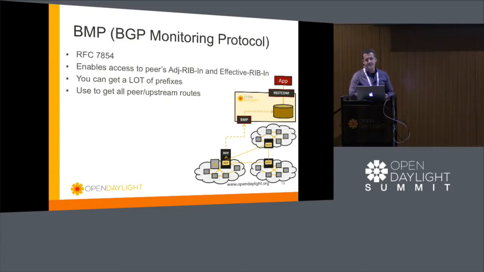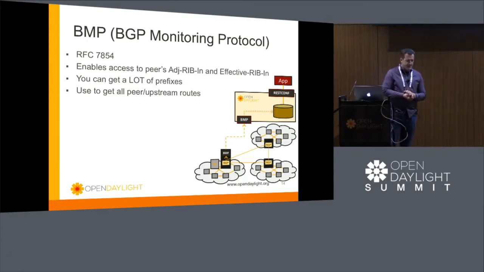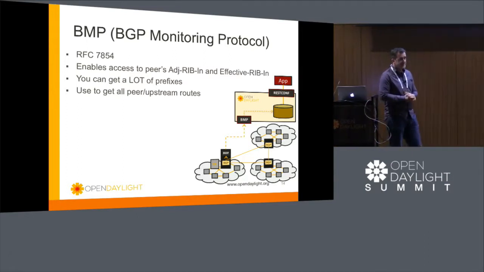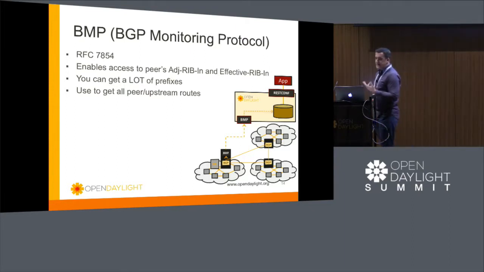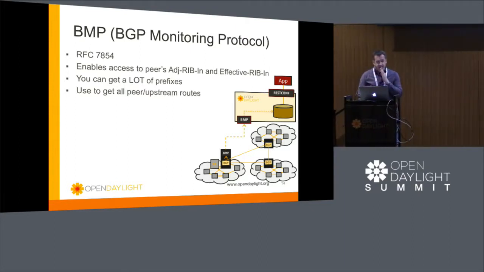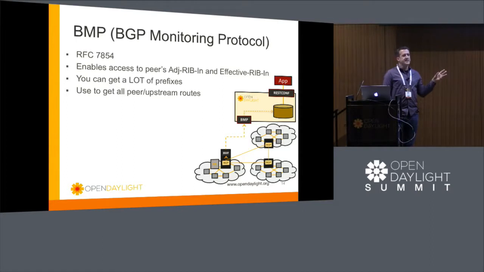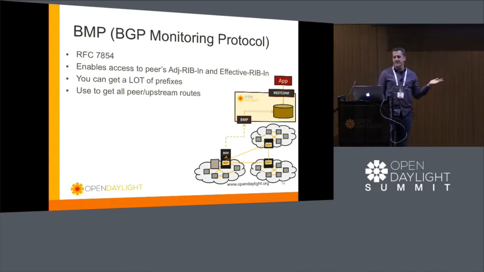So I wanted to look at BMP, and then look also at how BMP might tie into a use case where we're overriding best path selection. BMP is the BGP Monitoring Protocol. It came from the GROW working group in the IETF. It's now RFC 7854. And what it does, if you remember back to when I talked about the adj-RIB-in, the effective RIB, what BMP lets you do is access those on your peer rather than just getting the Loc-RIB.